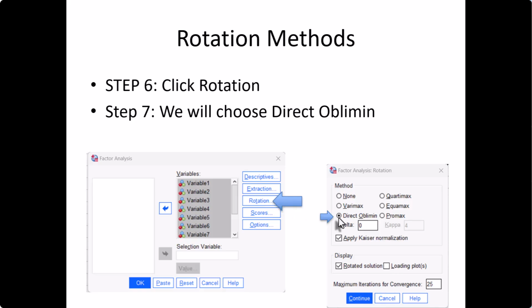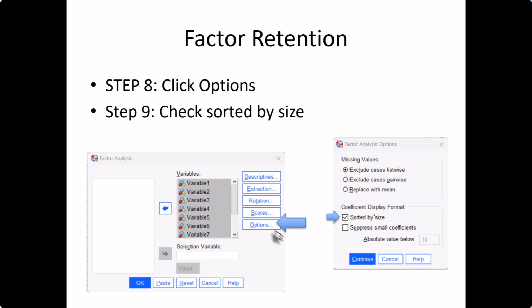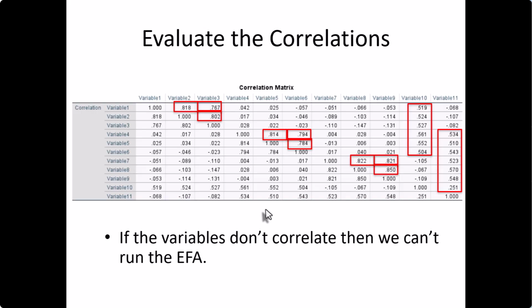Then we'll click Continue, and then we'll come back to Rotation. We're going to select Direct Oblimin and leave it at that. Click Continue. Then we'll skip Scores. We'll go to Options, and we want sorted by size. Click Continue, and then OK. All right, now we can evaluate the correlations.